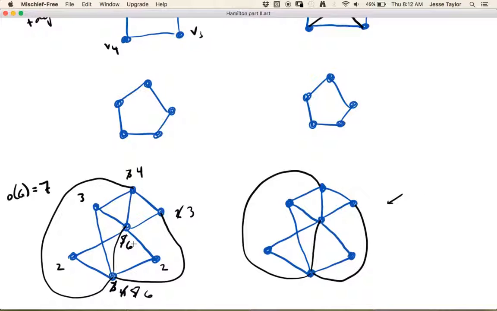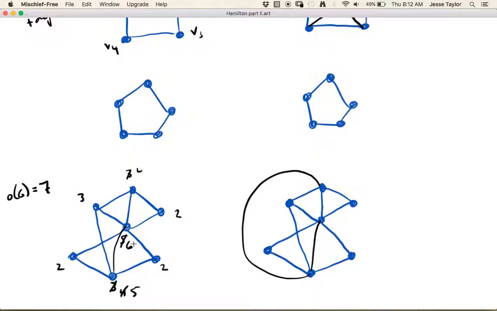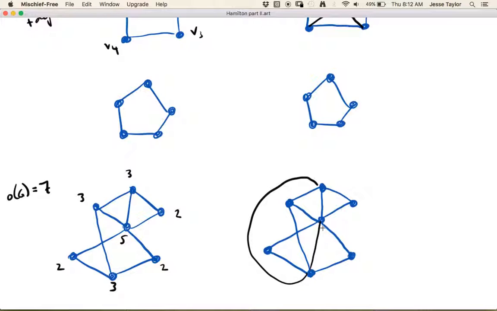So let's go back here. If I consider this graph on the left, the closure should be: add this edge, then you can add this edge, then you can add this edge. And this is the closure of this graph.